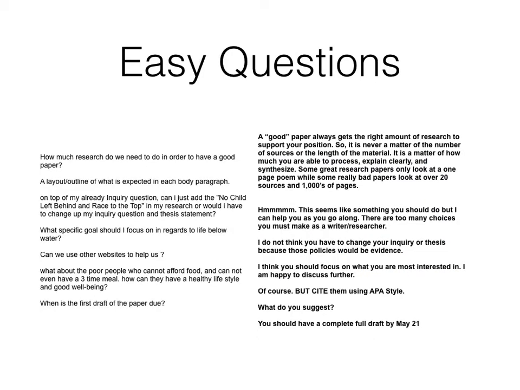Let's get through the easy questions first, and you can read the questions on the left-hand side as I read the answers. So a good paper always gets the right amount of research to support your position. So it's never a matter of the number of sources or the length of the material. It's always a matter of how much you're able to process. So don't pick 19 sources if you can only process 2 of them. And by process, I mean read it, understand it, and be able to explain it, okay? So don't pick 20 movies if you can only watch 2, okay? That's basically what I mean here.